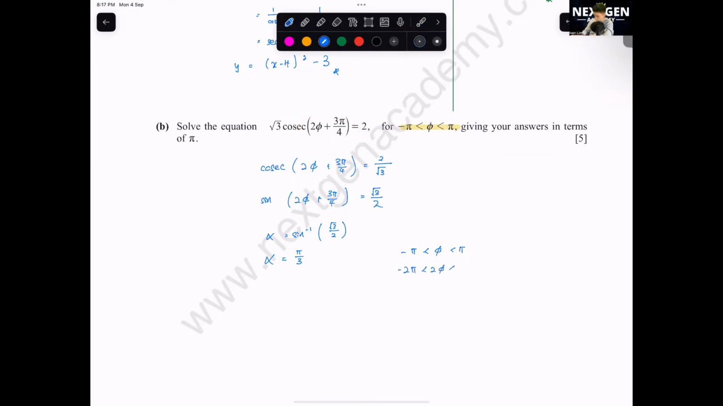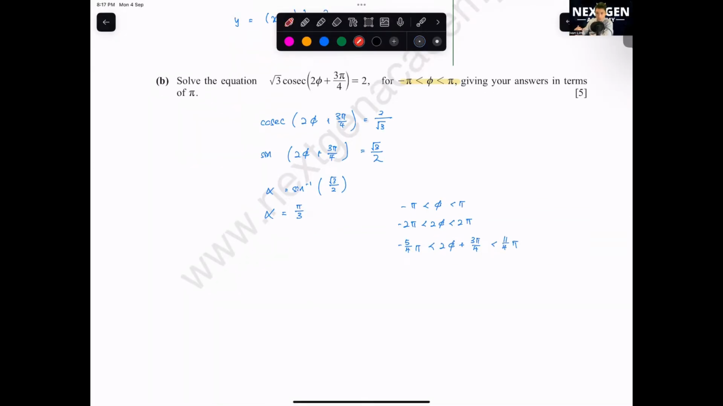Multiply it by 2. Okay, then after that, you plus 3 pi over 4. So here will become negative 5 over 4 pi. This one, 3 pi over 4. Then 11 over 4 pi. Okay, I will normally think in terms of a degree, so it's easy for me to see. Okay, I will calculate. That means I want the angle from negative 225 to 495.